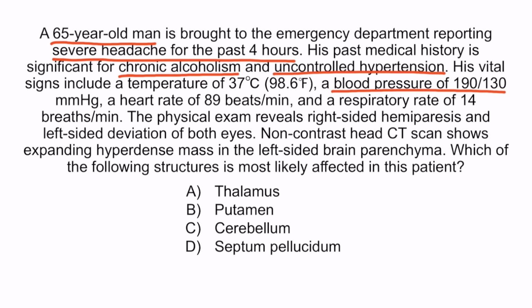Physical exam reveals right-sided hemiparesis and left-sided deviation of both eyes. Non-contrast head CT scan shows expanding hyperdense mass in the left-sided brain parenchyma. All these findings suggest the diagnosis of intraparenchymal hemorrhage due to malignant hypertension. The most likely site of intraparenchymal hemorrhage in this patient is putamen. This is because putamenal hemorrhage is associated with contralateral hemiparesis and ipsilateral deviation of both eyes. Therefore, the correct answer is option B.